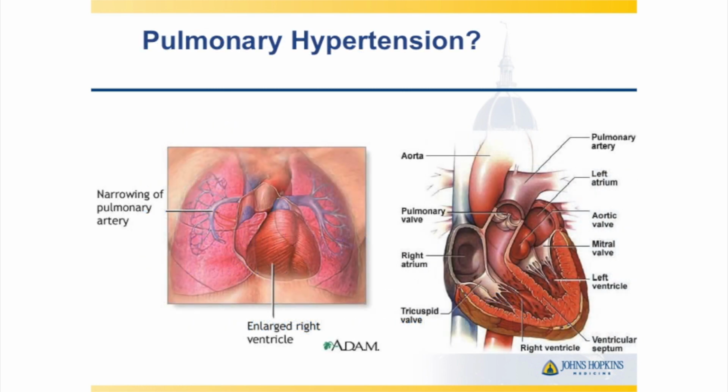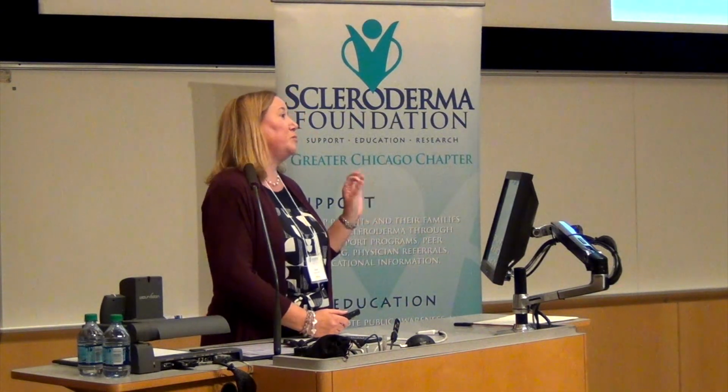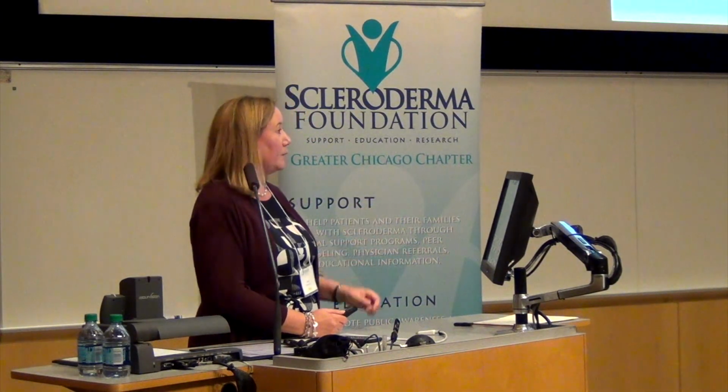The last area I'm going to talk about is pulmonary hypertension. So this is a blood vessel problem where there is narrowing in the circulation of the lungs, which then, because of this pressure of backflow into the right side of the heart, puts strain on the right side of the heart.